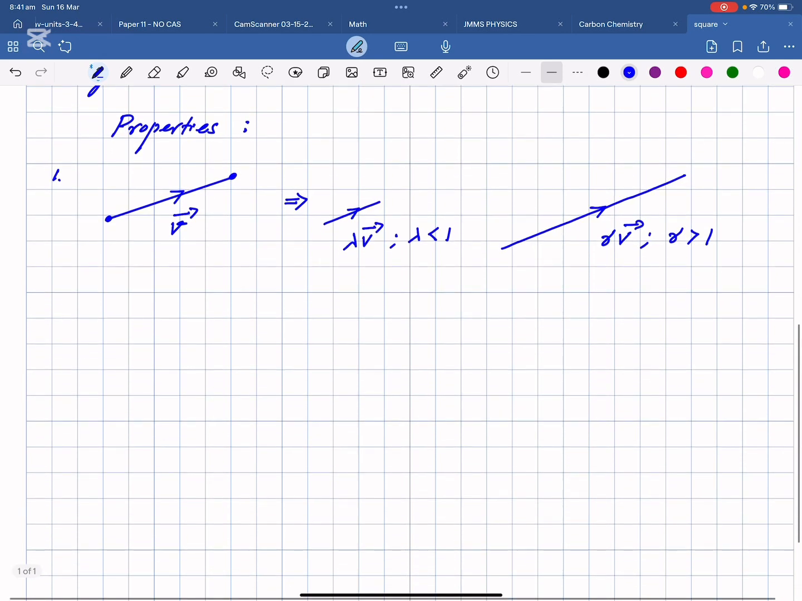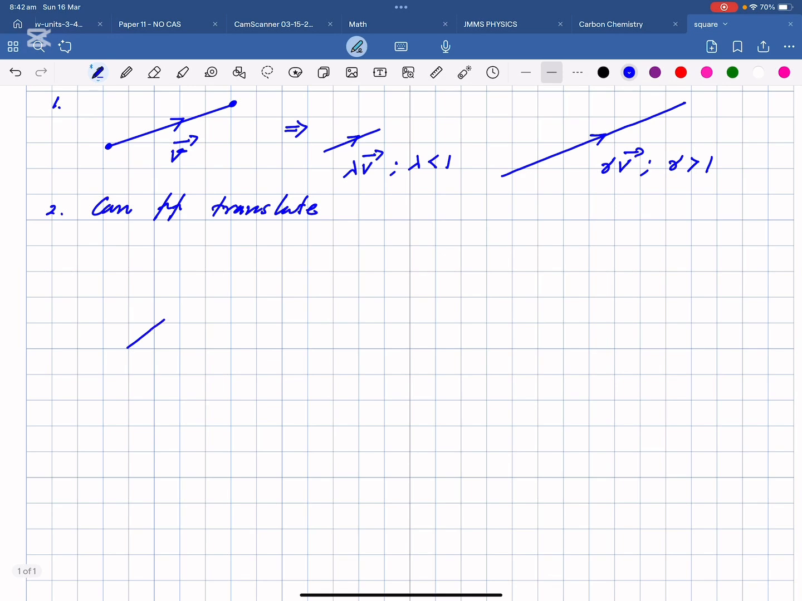Now, second one, vectors can parallelly translate. Right? Like X translation, Y translation. So what do you mean by that? Suppose there is a vector here. Suppose this vector name is P vector, right? So the position of the vector can be changed. So I'm going to move this to here and here, like this. Still it is P vector.